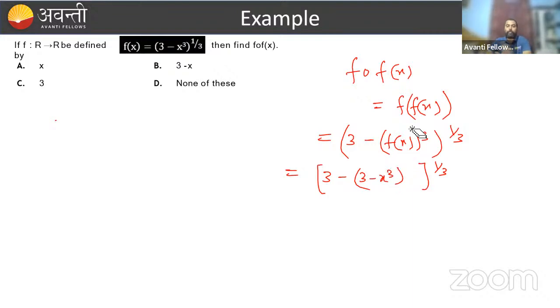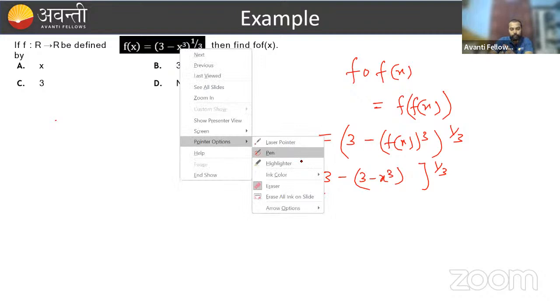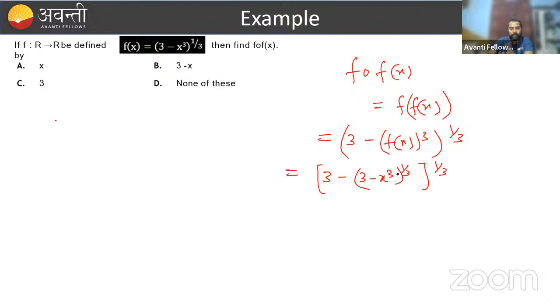Okay. What do we write? In place of x, we'll write 3 minus x cube whole to the power 1/3, right? Right. 1/3 is your function. In place of f of x, you have written, and again whole cube. Is it or not? Right.